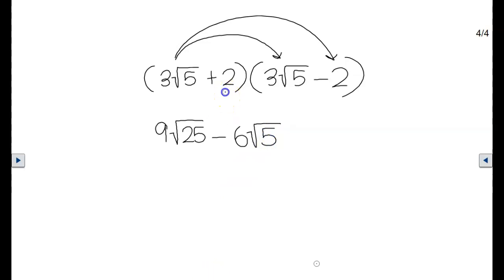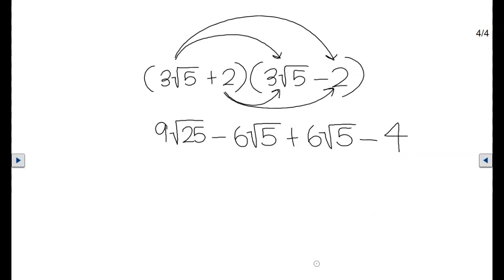Now let's distribute our 2. 2 times 3 square roots of 5. Outside times outside is a positive 6. Inside times inside is 5. And then finally 2 times a negative 2 is a negative 4. Multiplying is all done.